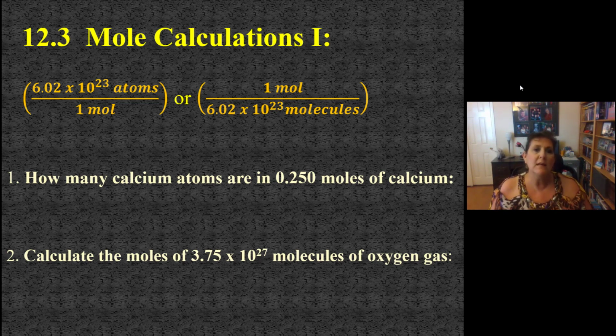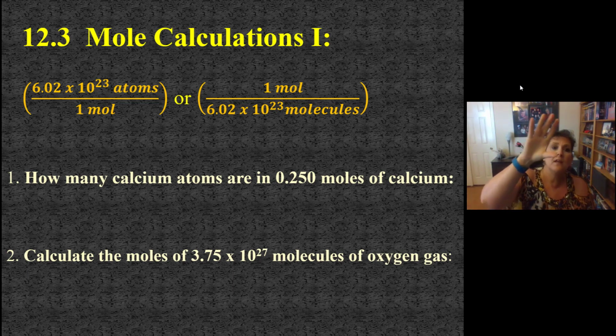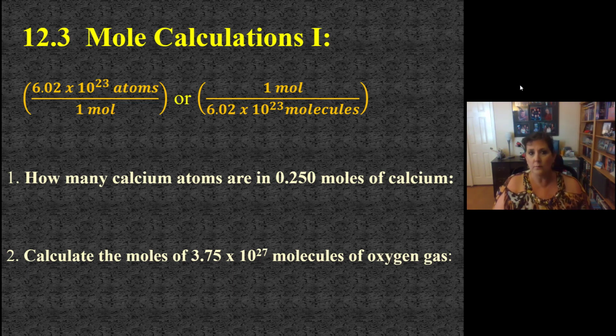So the mole can be written as a conversion factor, meaning we can put it in parentheses with a line through it and something on top and something on bottom. We can put 6.02 times 10 to the 23rd atoms over 1 mole. It could be molecules, doesn't have to be atoms. Or we can write 1 mole over 6.02 times 10 to the 23rd atoms, or molecules. And then we can do some calculations.